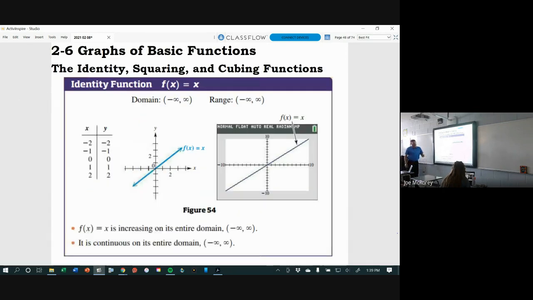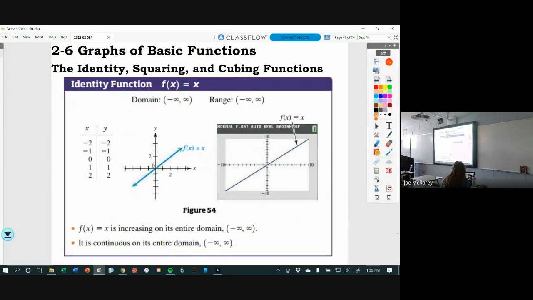Moving on. Identity function. The identity function is y equals x. The domain is all real numbers, from negative infinity to positive infinity. The range is all real numbers, from negative infinity to infinity. As you look at this graph from left to right, this graph is always increasing. So this graph is increasing on the entire domain, from negative infinity to infinity. Does this graph have any breaks in it? No breaks. This graph is continuous on the interval, negative infinity to infinity.